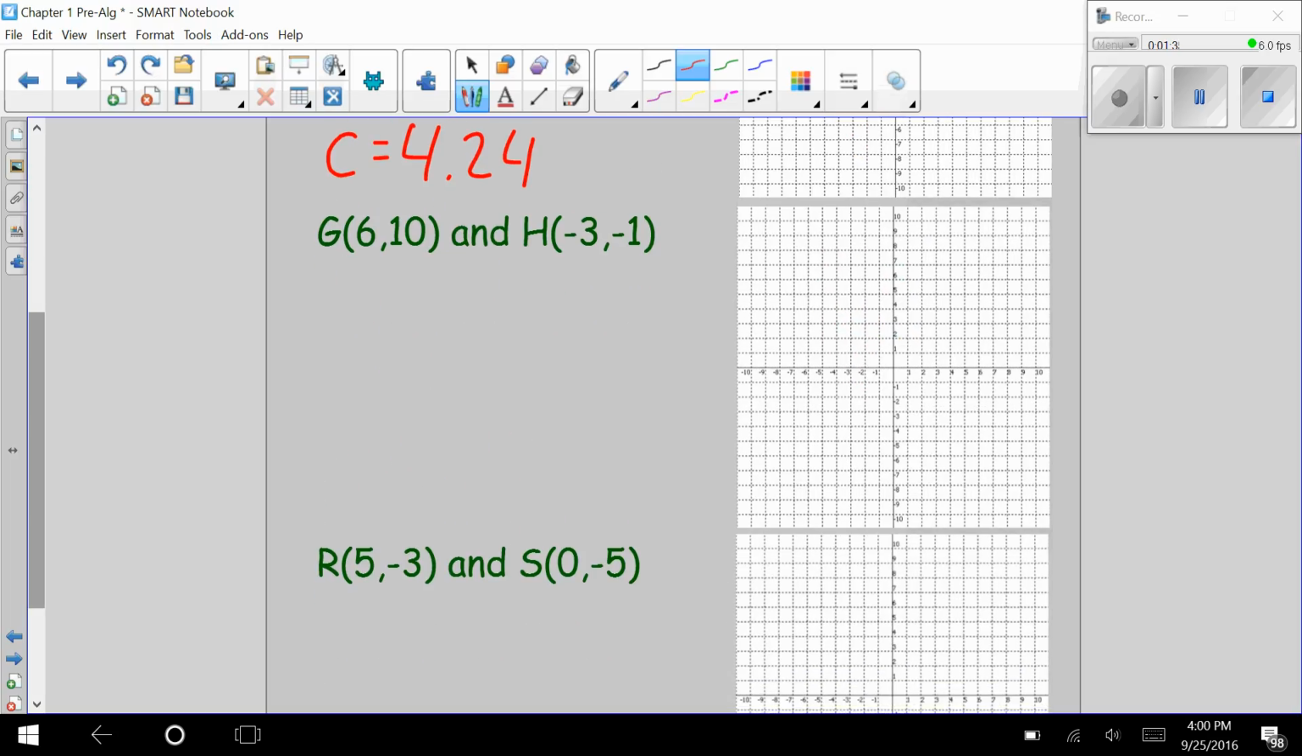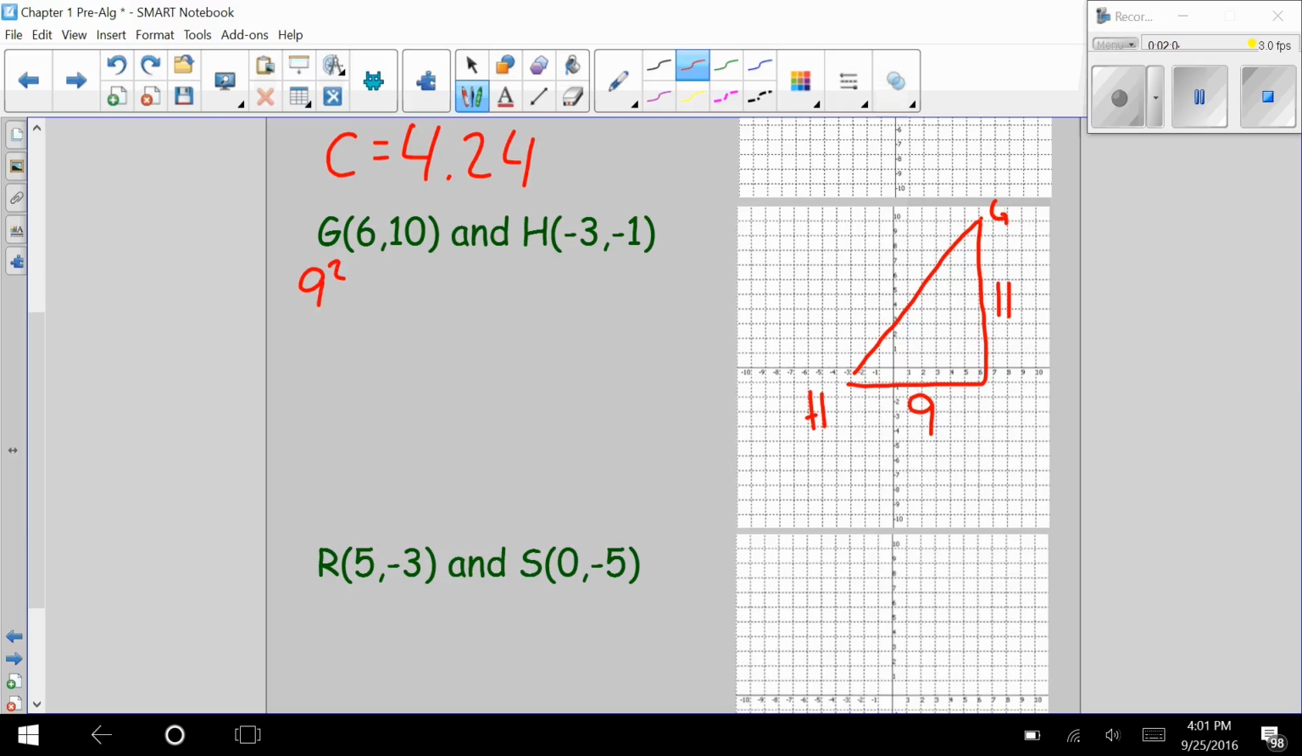Let's try this one. G is 6, 10. Let's plot G. There's G. H is -3, -1, which is right about there. Let's make our triangle, and then count the vertical and horizontal distances. The horizontal is 9. The vertical is 11. So these are A and B. It does not matter which one is which.